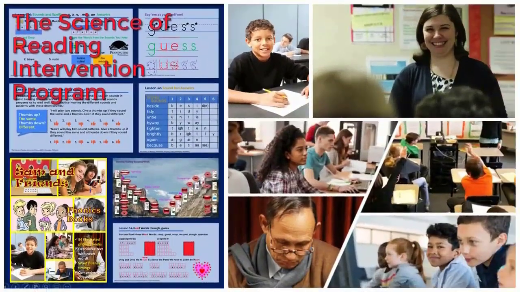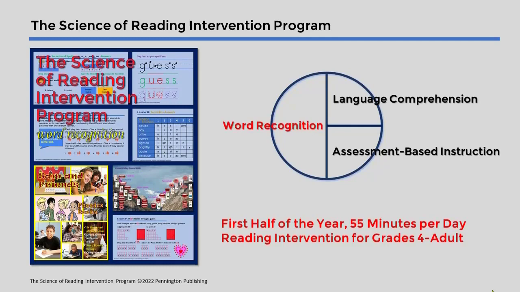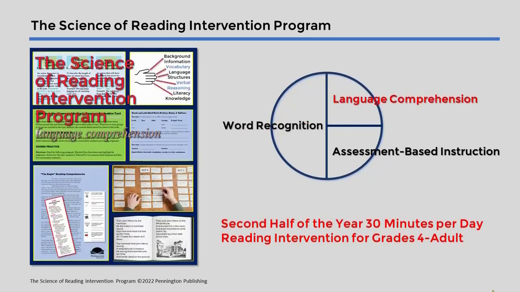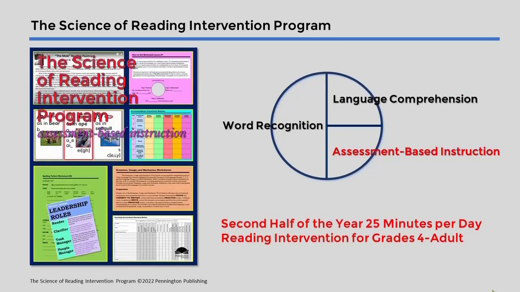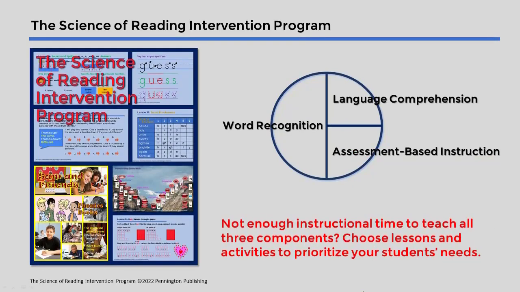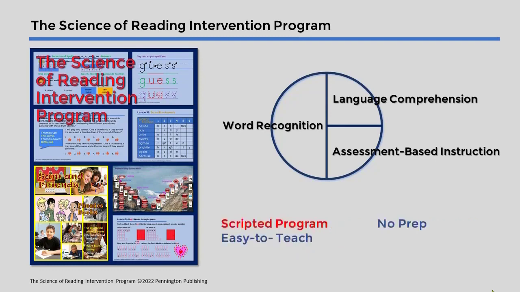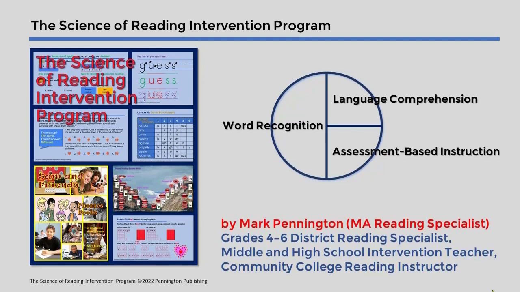The Science of Reading intervention program has been designed for struggling readers in grades 4 through adult. It consists of 3 components: word recognition, language comprehension, and assessment-based instruction. Ideal for EL, ESL, special education, Tiers 2 and 3 reading intervention, continuing education, and adult literacy classes.